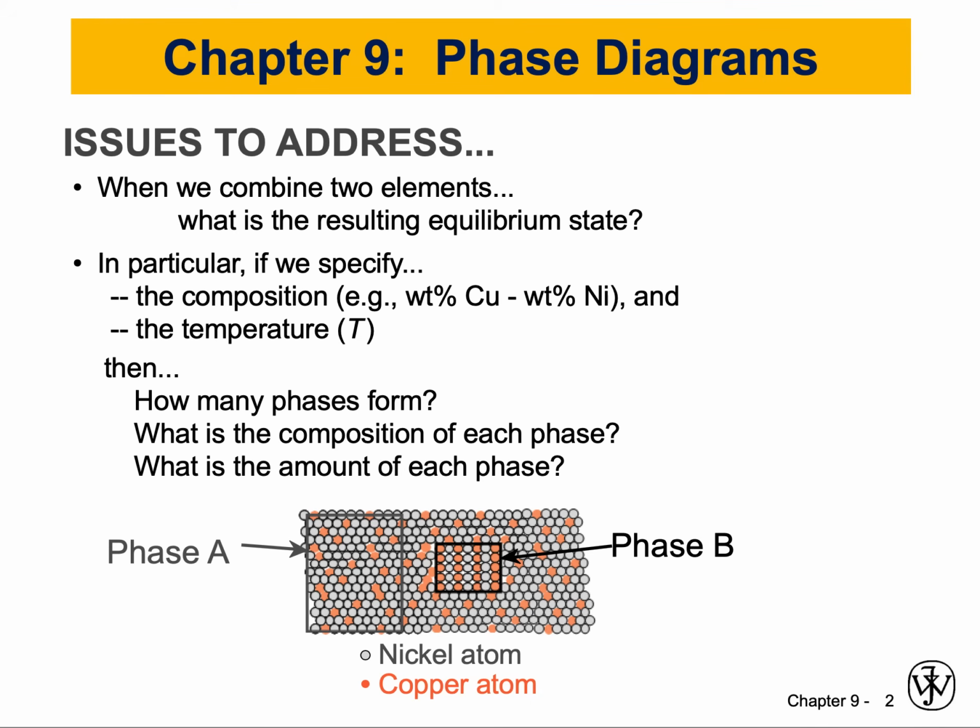What we need to pull out from this: how many phases do we have? What is the composition of each phase? And what is the amount of each phase? When I say what is the composition of each phase, I want to identify, do we have, let's say, 30% nickel and 40% copper, or is it 50% nickel and 50% copper? So we're going to learn more as we move forward in this lecture.